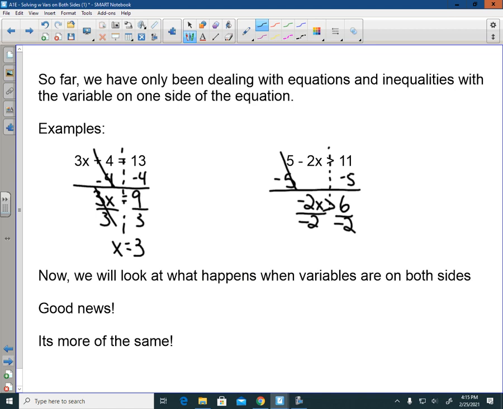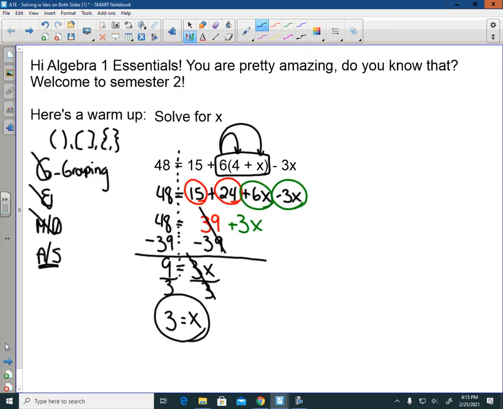Remember the big trick with dividing or multiplying negatives in inequalities, these still cancel. You still get x, but you have to flip the symbol because you're dividing by a negative. 6 divided by 2 is -3. Anyway, the point is that in these types of equations, and also in the warm-up, so far we've only dealt with equations where all the x's were on one side.